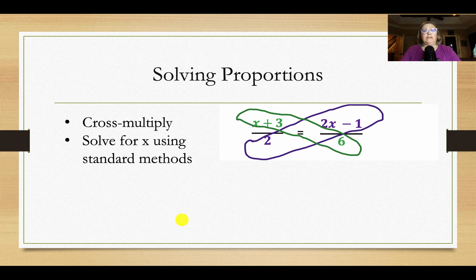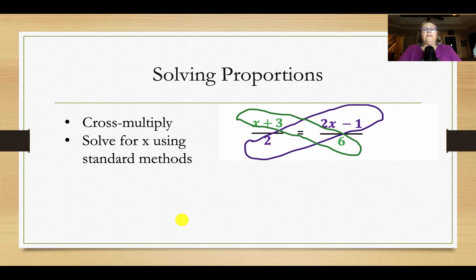So solving proportions is another little nutshell kind of special thing to do. When you have proportions, you have 2 steps. You cross multiply, and I drew one cross multiply there in green and the other one in purple, and then you solve for x using your standard methods.